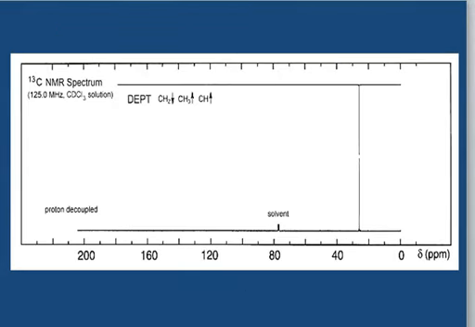Here you will get two types of C13 NMR. One is DEPT and the other is the proton decoupled spectra. DEPT gives us information about these three peaks: CH and CH3 give positive peaks, while CH2 gives a negative peak. Similarly, the proton decoupled spectrum gives you information about all types of carbon atoms, whether attached with hydrogen or not.